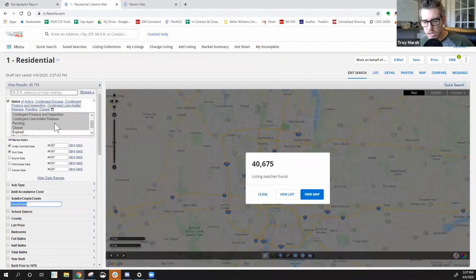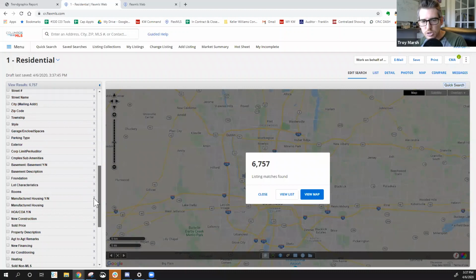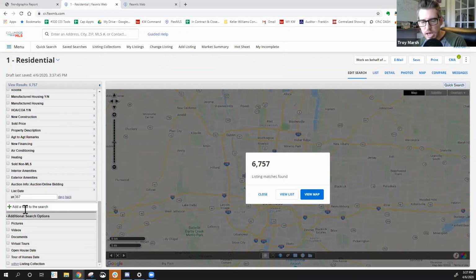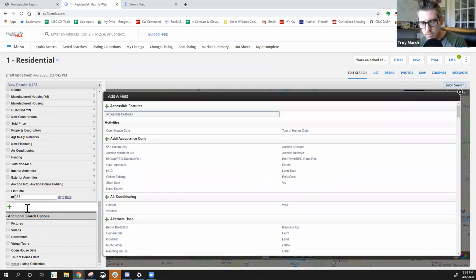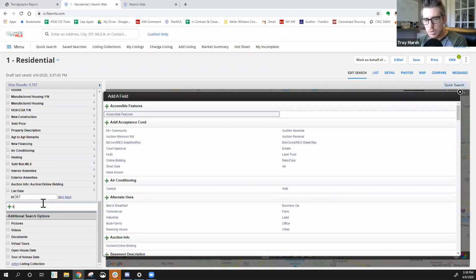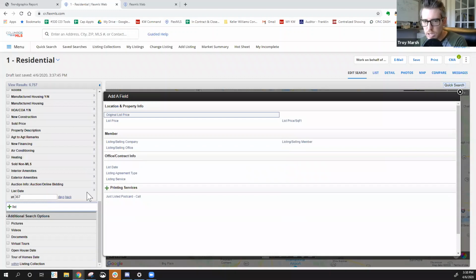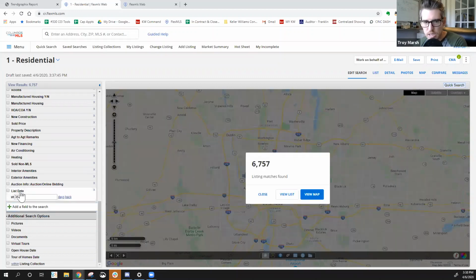as a criteria here. So what I did was I selected all the active, contingent, and then pending properties. And then I scrolled all the way down to the bottom, and you have to go to this add a field to the search field and type in list date, or you can type in the word list, and everything that has list will come up in it. And I selected list date, and that's going to populate it here.